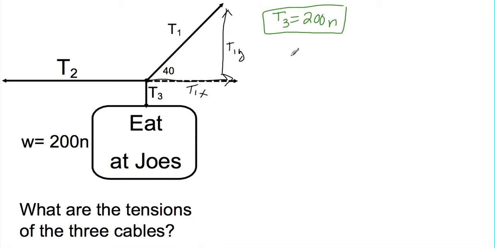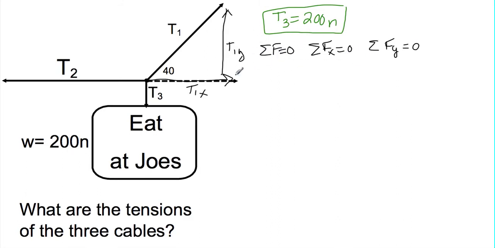Same idea. We're going to start with the sum of the forces has to equal 0, but we have to go a little bit further. The sum of the forces in the x direction would equal 0, and the sum of the forces in the y direction has to equal 0. So we can't do all of these at once.